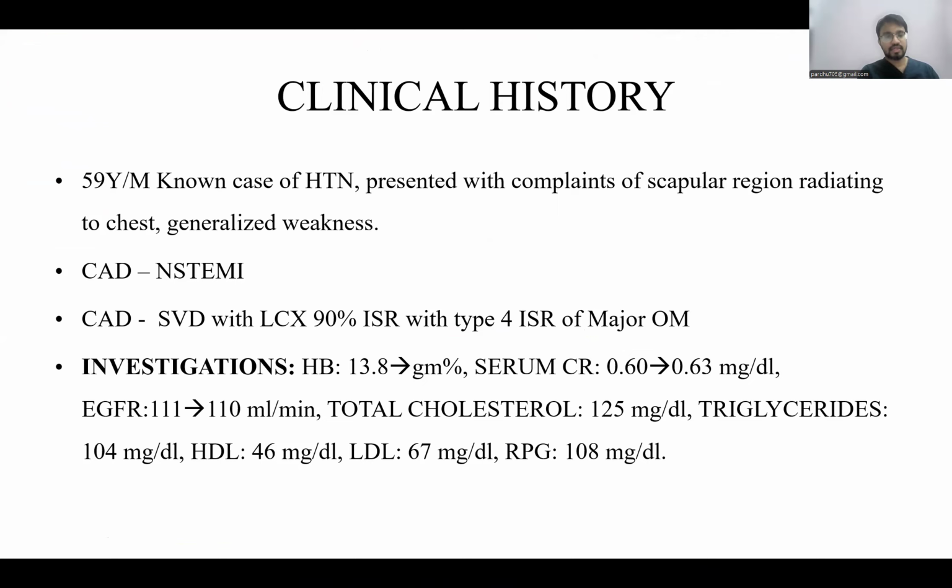Clinical history: a 59-year-old male, a known hypertensive, presented with compressive scapular pain radiating to the chest. He was diagnosed to have NSTEMI. Further, we did an angiogram which showed single vessel disease with LCX 90% ISR, type 4 ISR of the major OM. His baseline investigations are normal, with a serum creatinine of 0.6 and an eGFR of 110 ml per minute.